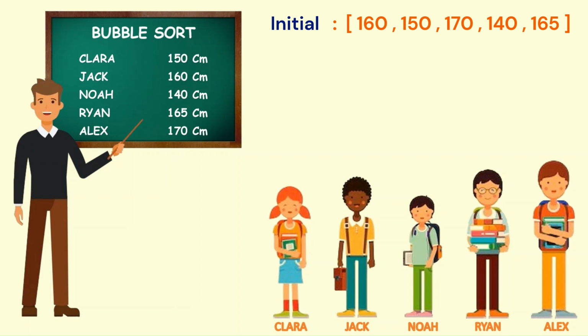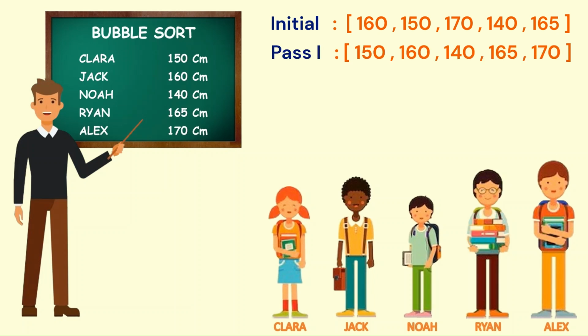After completing our first pass, the tallest student, Alex, has now moved to the last position. So, the current order is Clara, Jack, Noah, Ryan, and Alex. Our array of heights now looks like this. Now, we'll start again from the first position and repeat the process to further sort the heights.